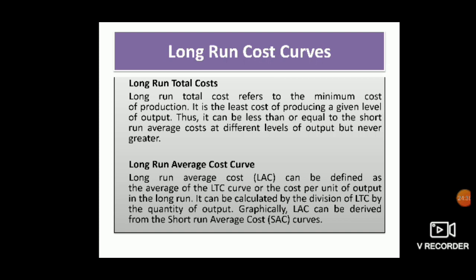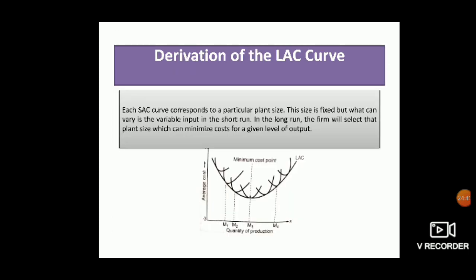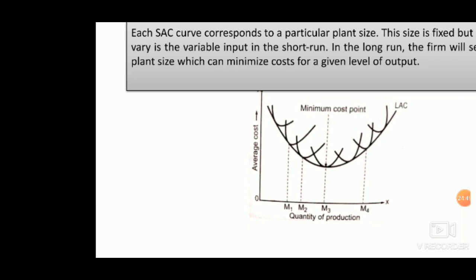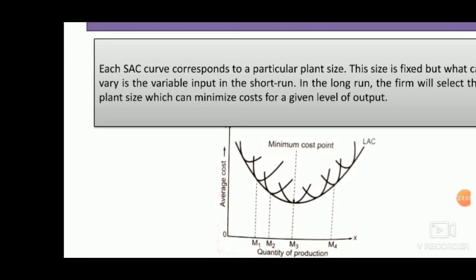Okay, now I am going to discuss derivation of long run average cost curve. Okay, so you can see the derivation of long run average cost curve. Long run average cost means total long run cost divided by the number of units produced. Long run average cost illustrated minimum long run average cost at different level of production. It can be illustrated with the help of following diagram.